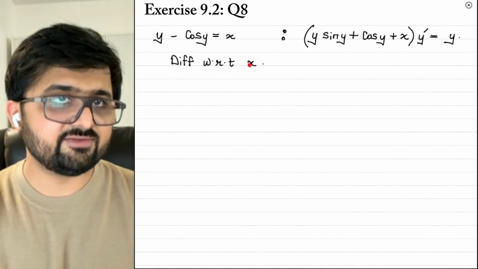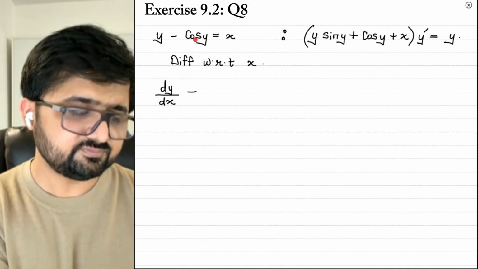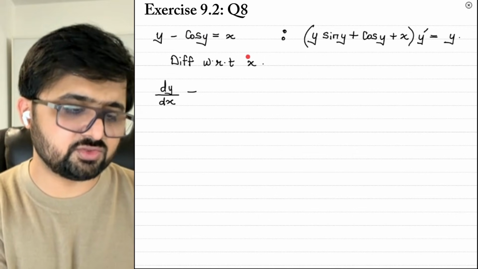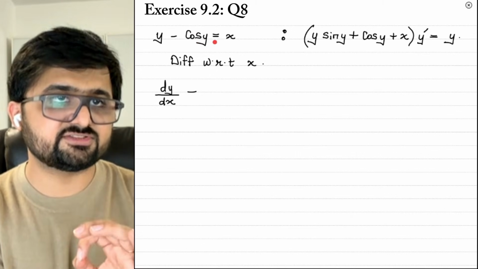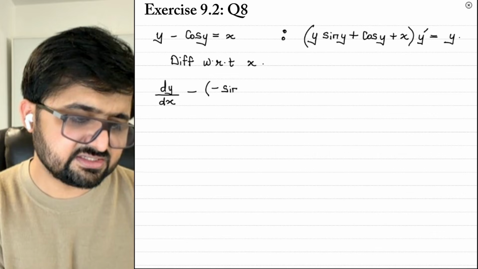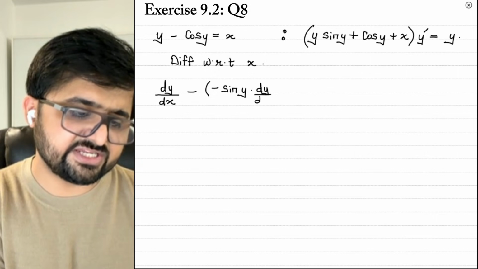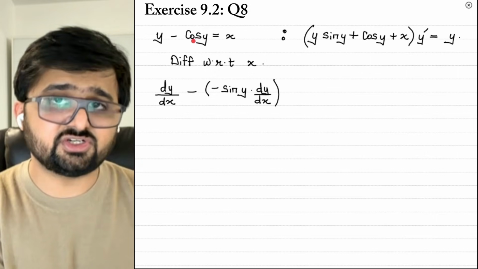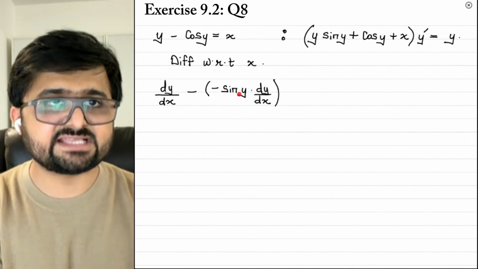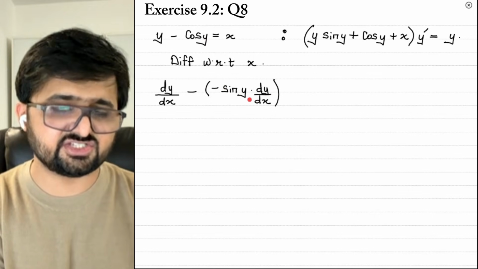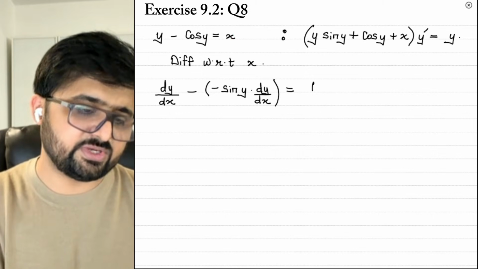We know the derivative of y with respect to x is dy by dx, minus the derivative of cos y with respect to x. We know the derivative of cos x is minus sin x. Therefore, the derivative of cos y is minus sin y into the derivative of y with respect to x, by chain rule. Because this is not cos x, this is like cos u. So chain rule says the derivative of cos u is minus sin u into du by dx. That's just the chain rule in derivatives, and this is equal to the derivative of x with respect to x, which is 1.